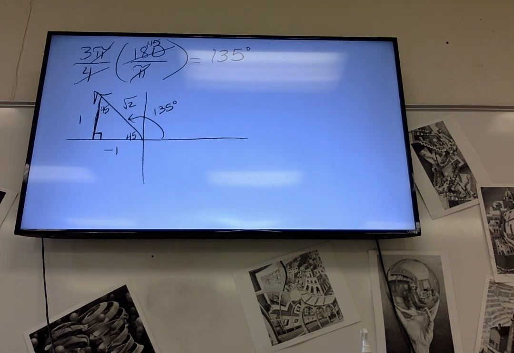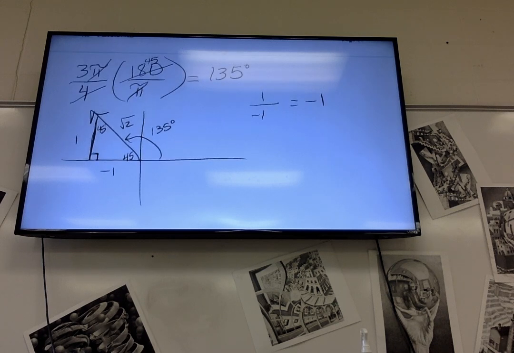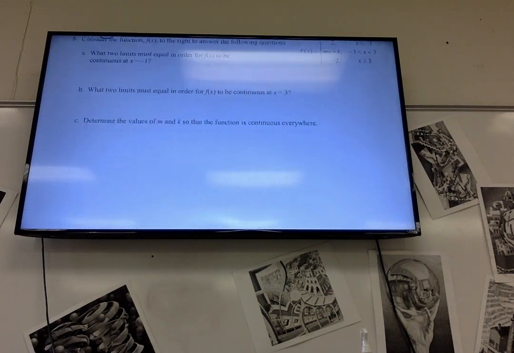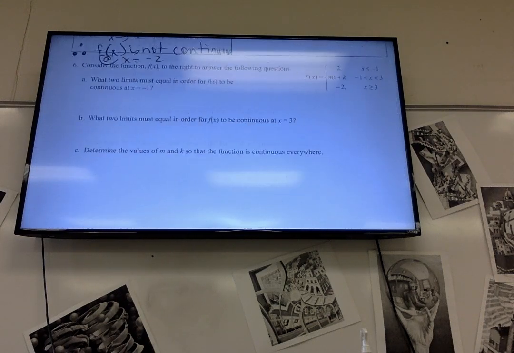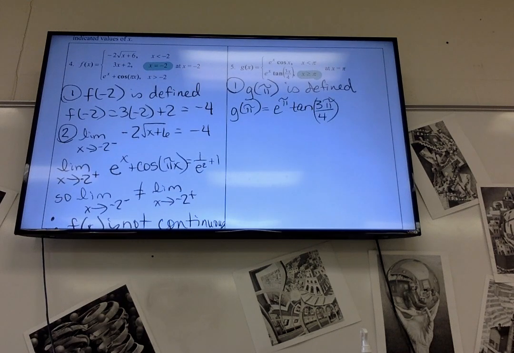That's negative 1, 1, and square root of 2. Tangent is opposite over adjacent. So the tangent is 1 over negative 1. So it's negative 1. Did I lose anybody in the process? So e to the pi times negative 1, so that's negative e to the pi. I'm not going to put that there. Put it here. So there's the value.